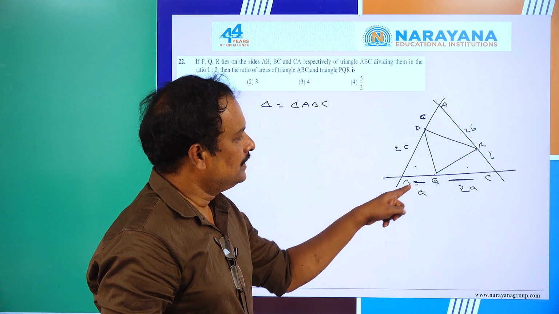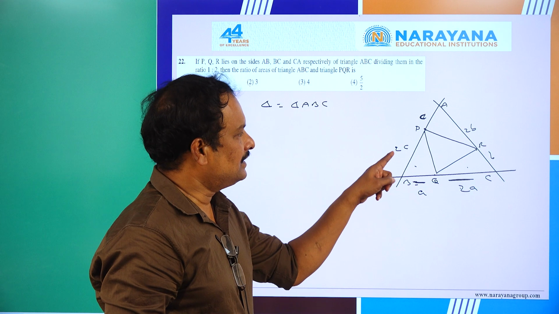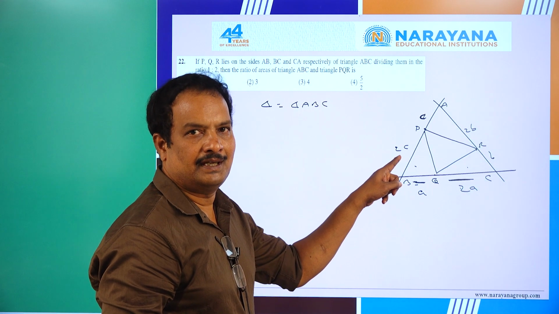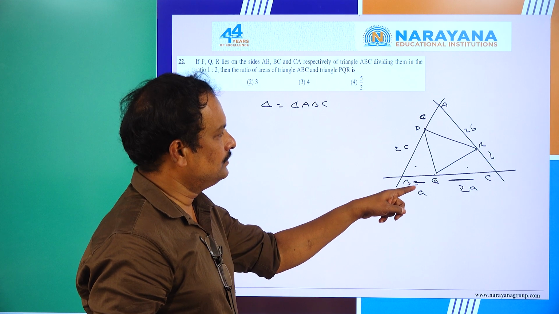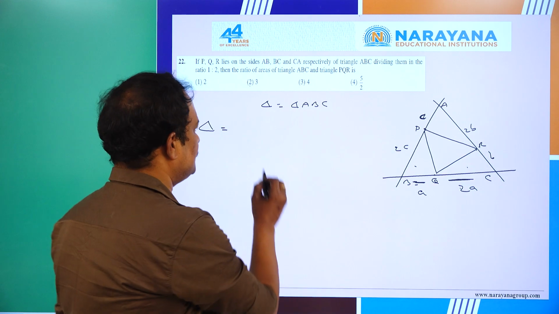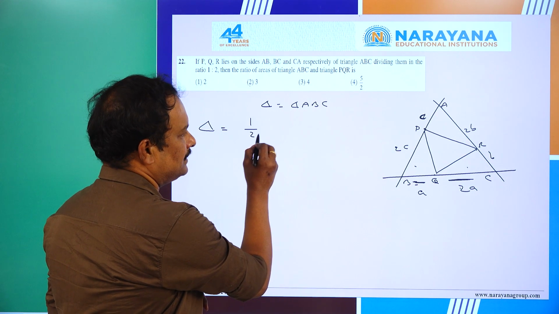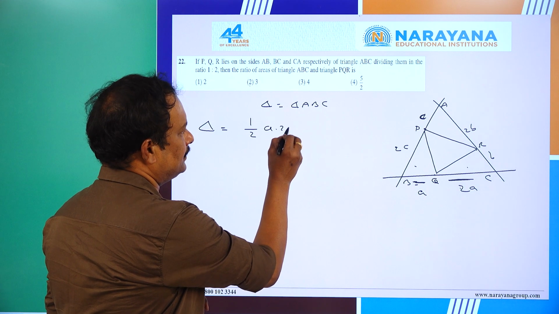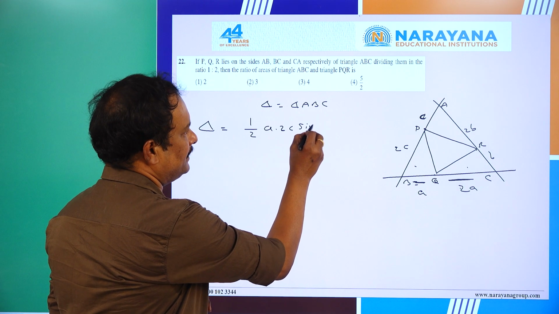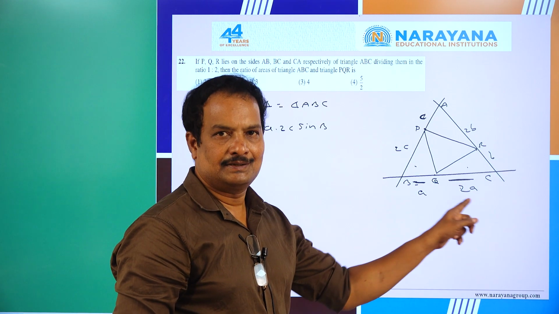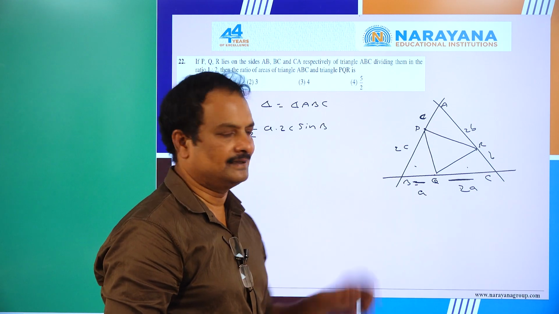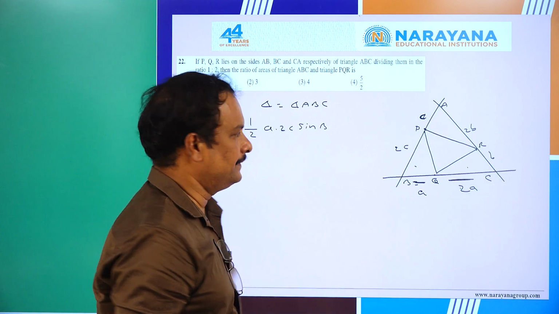Half into this length A, and that length is 2C. So here we are supposed to take half into A into 2C into sine of the angle between these two. So this is half into A into 2C into the sine of the angle between these two, that is sine B. Of course I have taken this as A and 2A, so the side length should actually be taken as 3A here. Otherwise use some other notation, no problem.